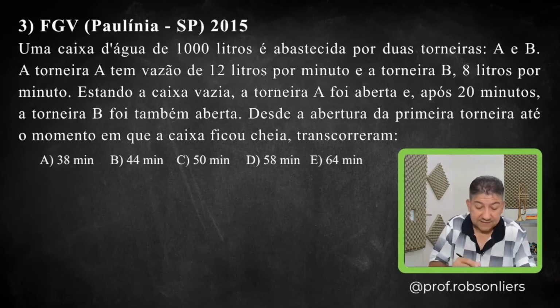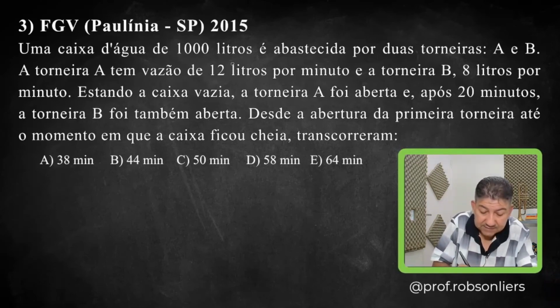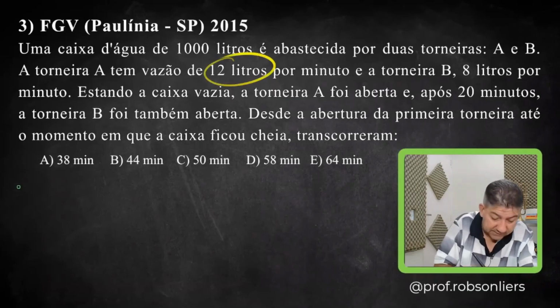Well, right away here, the flow rate of faucet A, the question already said that the flow rate is 12 liters per minute.